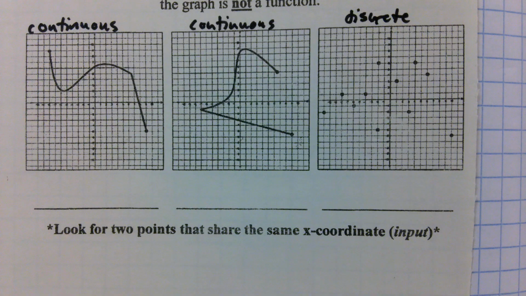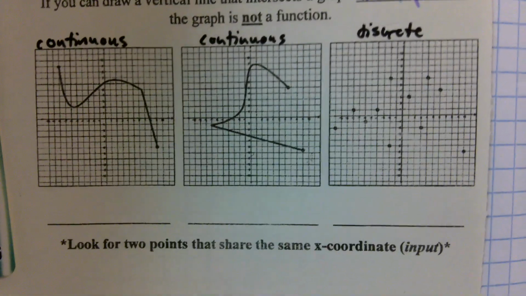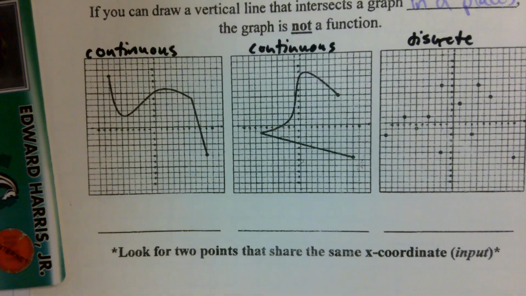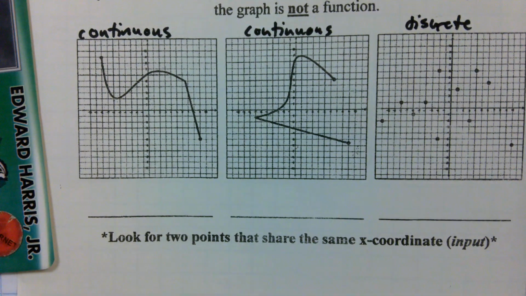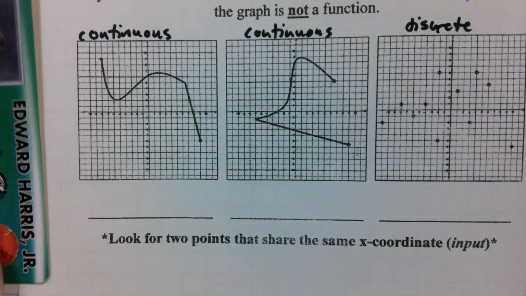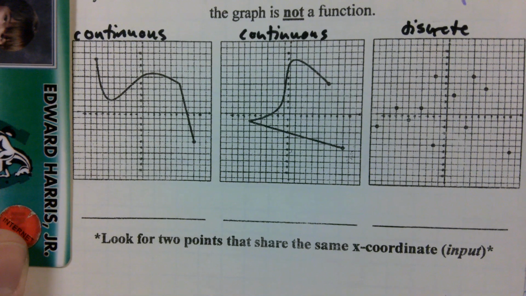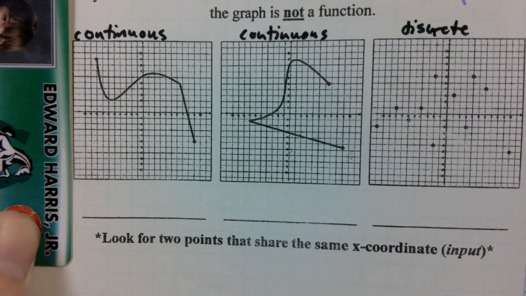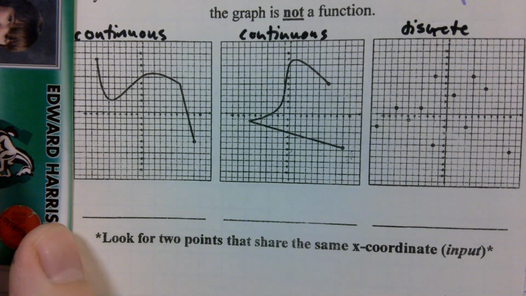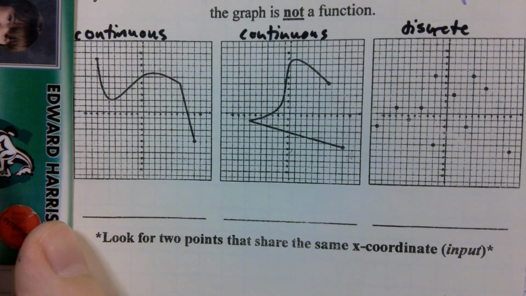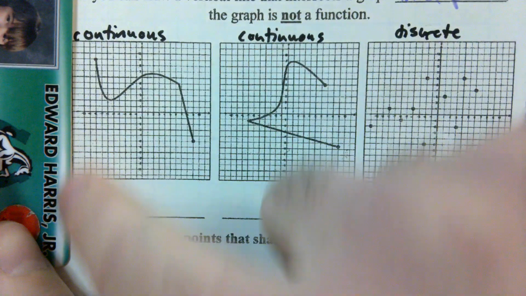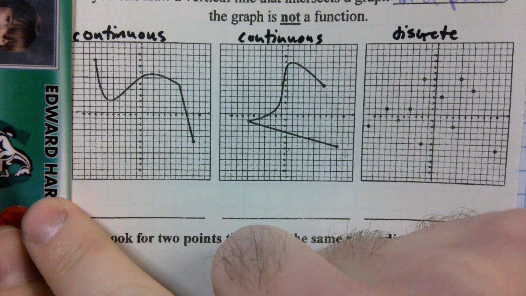All right. Here's what we're gonna do with our ID cards. We're gonna take a look at this first graph, and we're going to conduct the vertical line test. It's very simple. You're going to hold your ID card like this on the left side of your graph, and you're going to slide your ID card all the way over to the right. So the vertical line is this edge of my ID card right here.